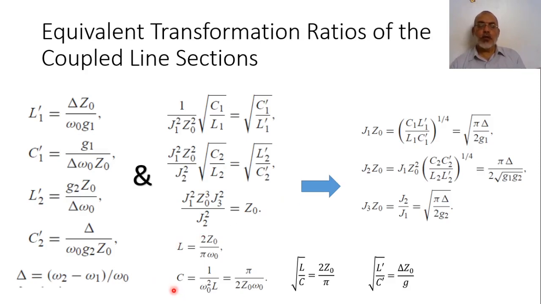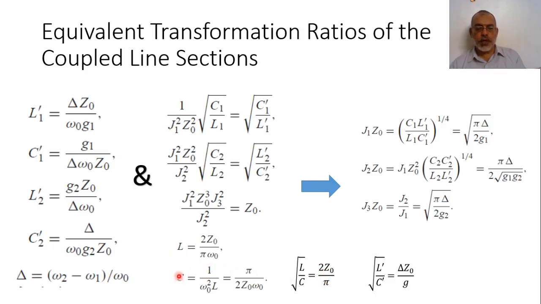On the other hand, C1 over L1, which are L and C obtained from the equivalent circuit of the transmission line section of phase 2 theta. The value of L is obtained as 2Z naught over pi omega naught, and C, it was 1 over omega naught squared L, so it was pi over 2Z naught omega naught. So in this case, the value of L over C, assuming L1 over C1 or L2 over C2, would be 2Z naught over pi.